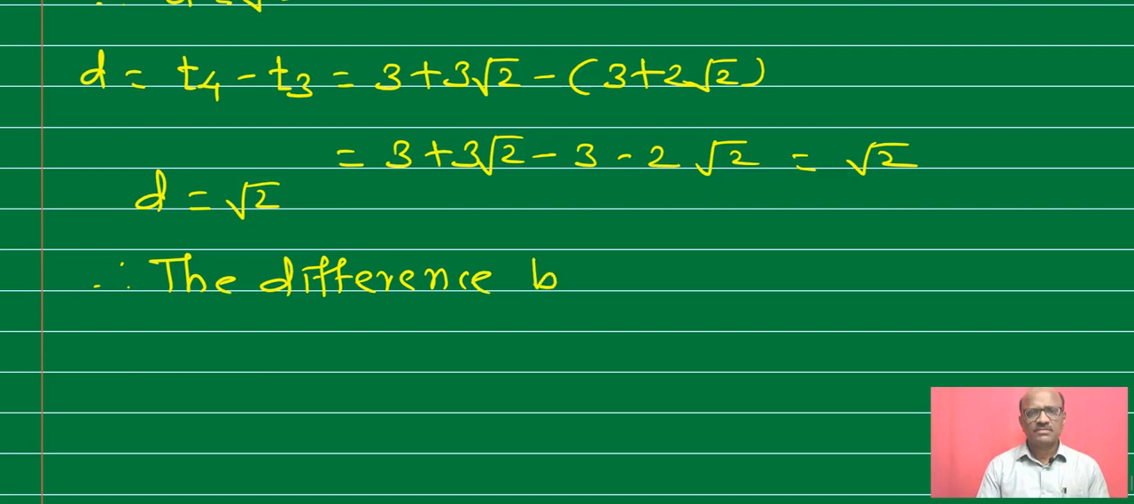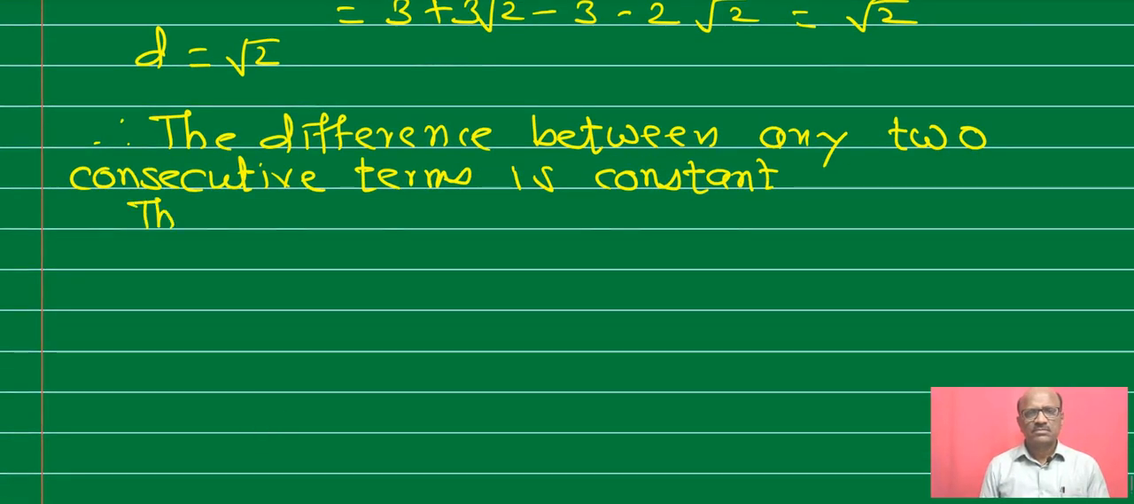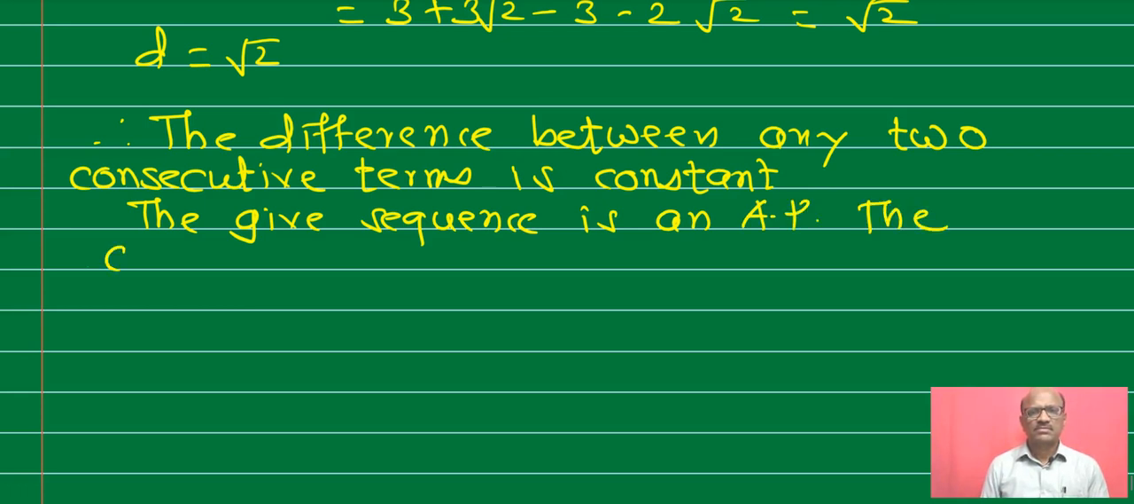The difference between any two consecutive terms is constant. The given sequence is an AP. The common difference D is root 2.